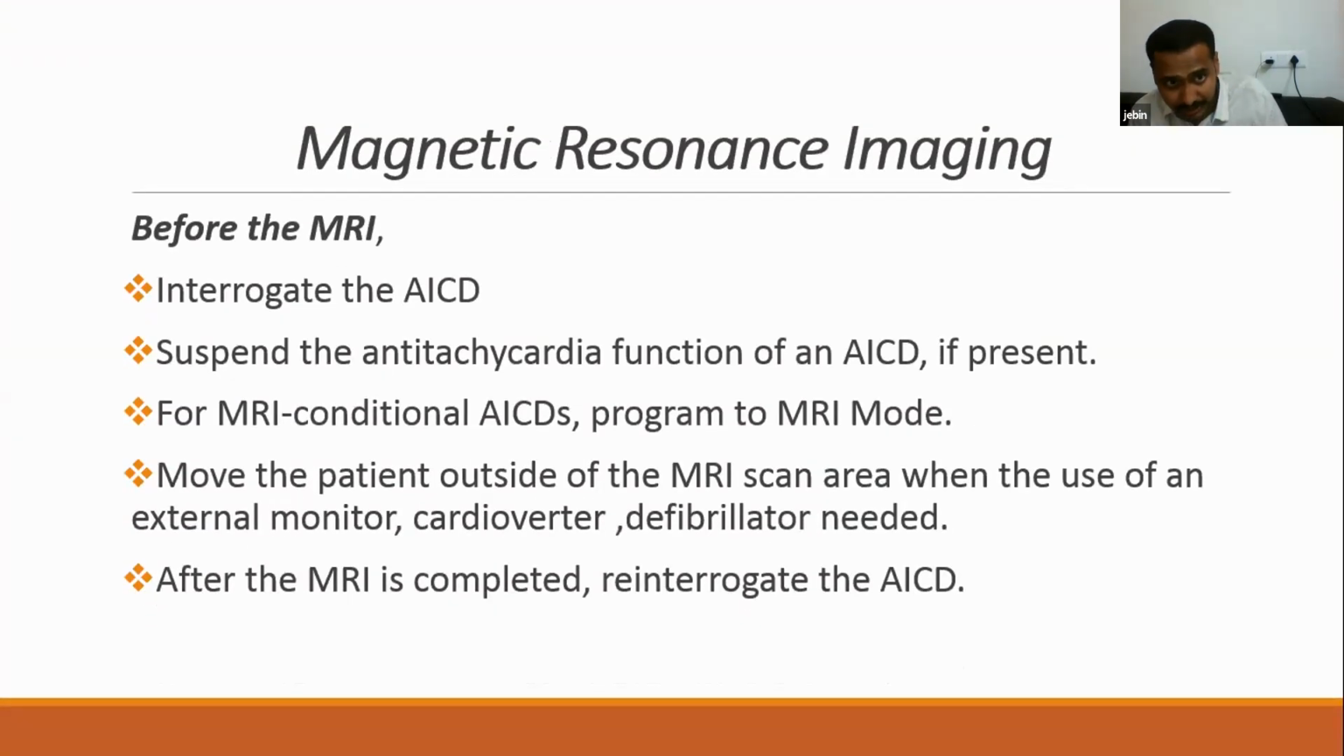In cases of MRI, before the MRI, interrogate the AICD and suspend the anti-tachycardia function. In modern devices with MRI-conditional AICDs, program to MRI mode. If there is hemodynamic instability requiring cardioversion or defibrillation, move the patient out of the MRI scan area and use the external monitor, cardioverter, and defibrillator. After completion of the MRI, reinstate the AICD.